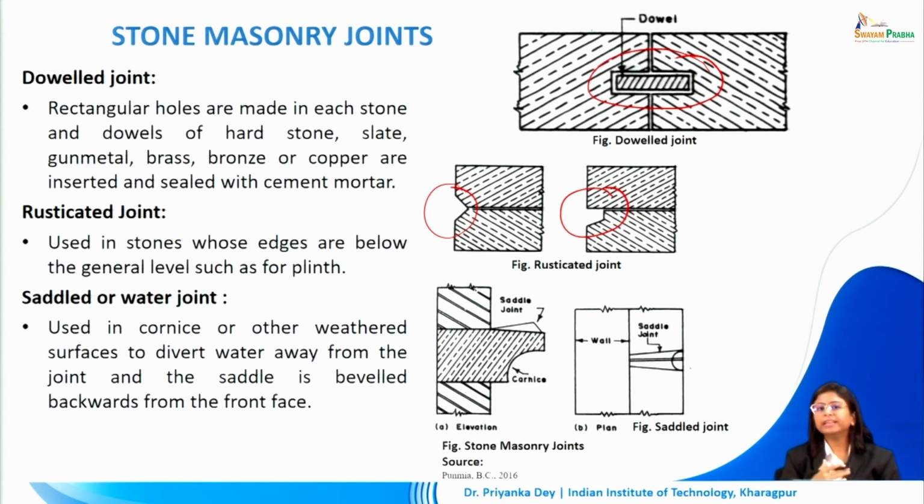So we want to divert the water away from the joint, and the saddle is beveled backwards from the front face. So this is very similar to what we do in case of drip courses, let's say in eave boards or chhajjas above our window openings, where we are trying to drive the water away from the opening. So similarly in this case, to keep the water away from the joint, we want a slight curve or the saddle joint in the stone to divert the water away from the joint.